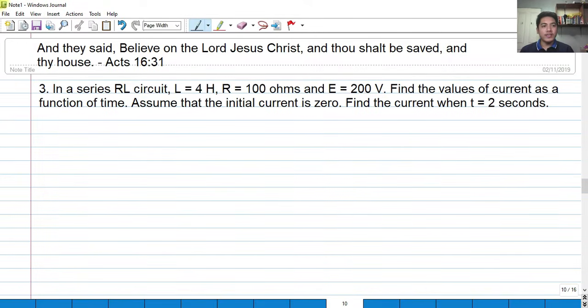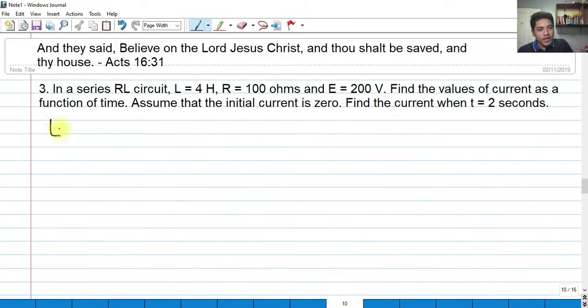Okay, so in a series RL circuit, L is equal to 4 henrys, R is equal to 100 ohms, and E is equal to 200 volts. Find the values of current as a function of time. So we are asked to find an equation for the current at any time t. Assume that the initial current is 0. Find the current when time is equal to 2 seconds.